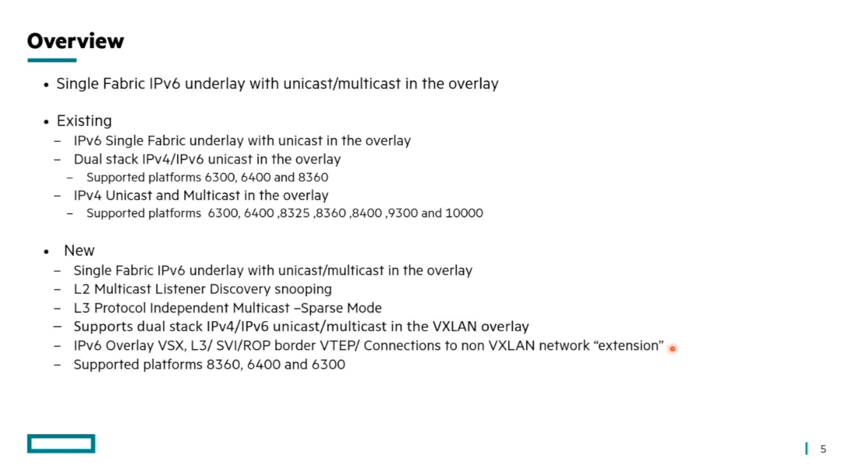We also will have support for VSX as a border VTEP in these, just like we did for the IPv4 underlay. And you can see I've got the word extension in here because you will see that used in some of the documentation, and that means we've got a connection to a non-VXLAN network from a border VTEP. So for the IPv6 underlay, we are supporting 3 platforms as listed here.